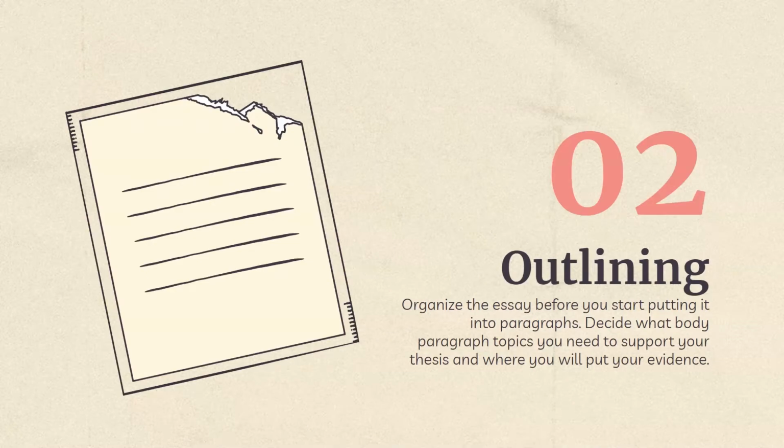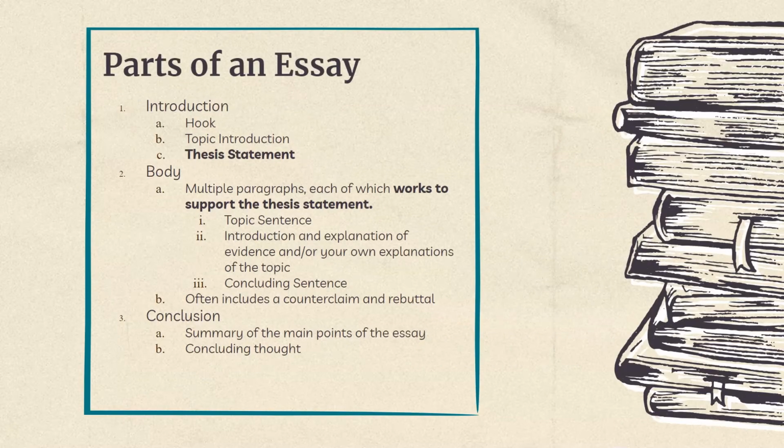After you've really studied the topic and you know how you're going to answer it, you can begin outlining. And outlining is just organizing your essay. To know how to organize an essay, first you have to know what an essay is made of. So we have the introduction with the hook, topic introduction or bridge, and thesis statement. Then we have body paragraphs, or the body of the essay. That includes multiple paragraphs, each of which works to support the thesis statement.